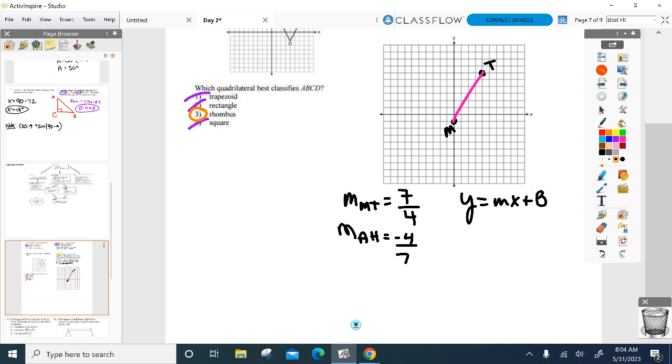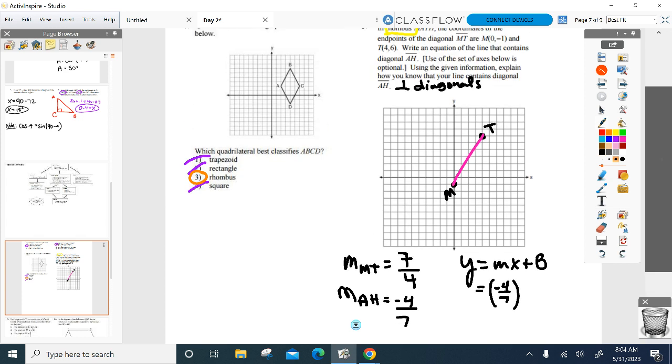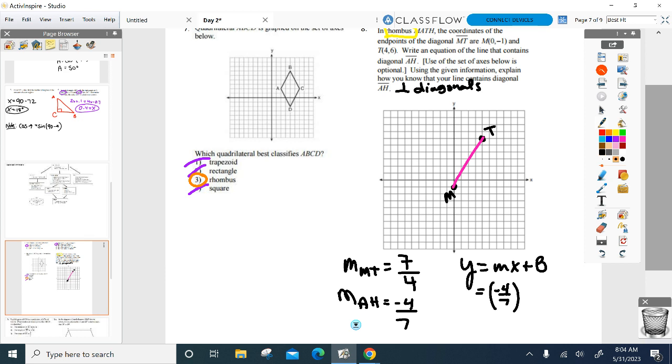Guys, the only thing I have right now is -4/7 to plug in for m, right? Usually I needed a point it goes through to plug in for x and y. They didn't give me what AH goes through, but I can find it. What else do I know about the diagonals of a rhombus? They're perpendicular. I know they bisect the angles, but that doesn't help.